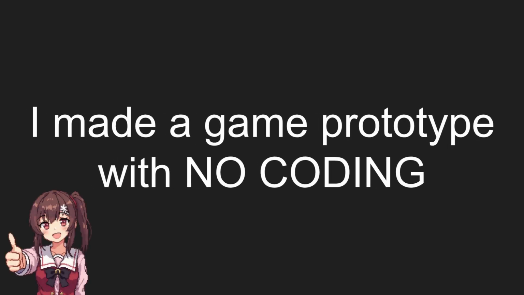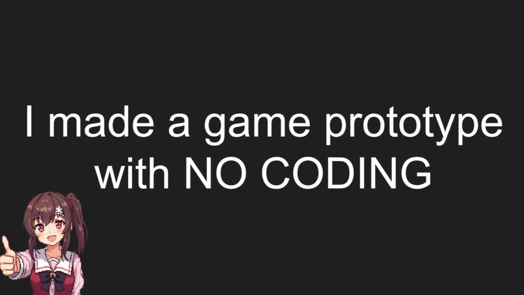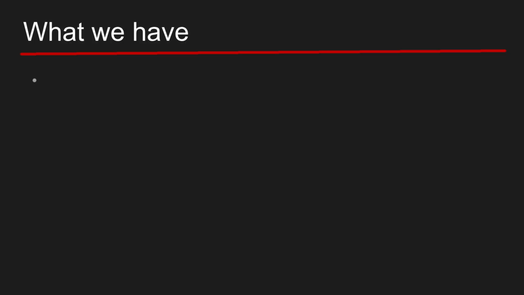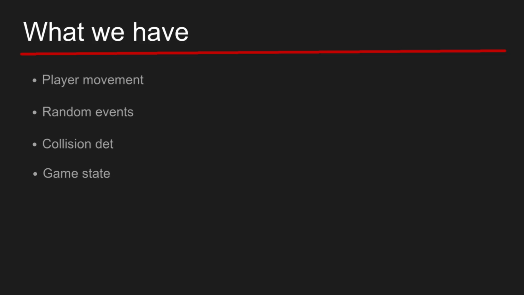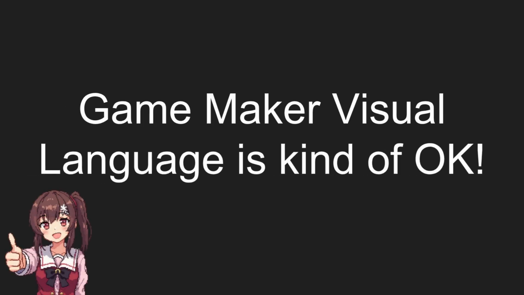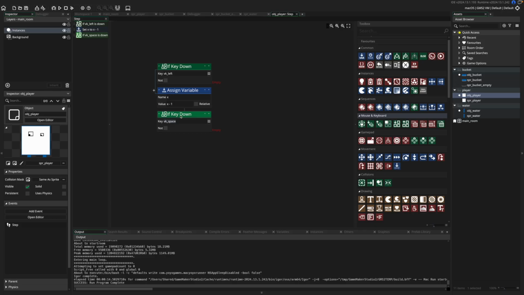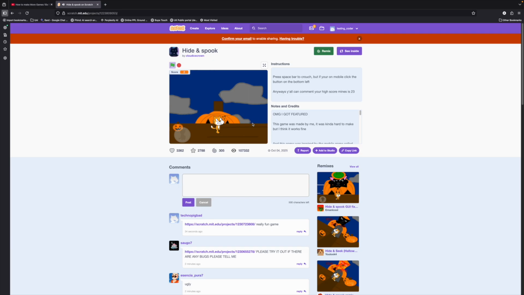So here it is, I built a game without writing code. I have player input, random events, collision detection, and game state management, all the core elements. The key takeaway, I guess, is that GameMaker Visual Language is not bad at all, and I probably will even use it in my games from time to time for simple objects. And if you can use Scratch, you can definitely make nice-looking 2D games in GameMaker using only the visual language.